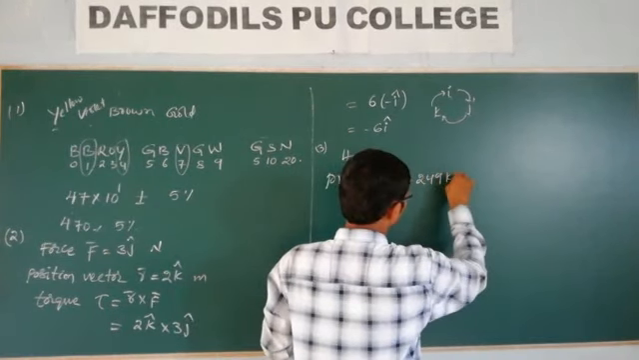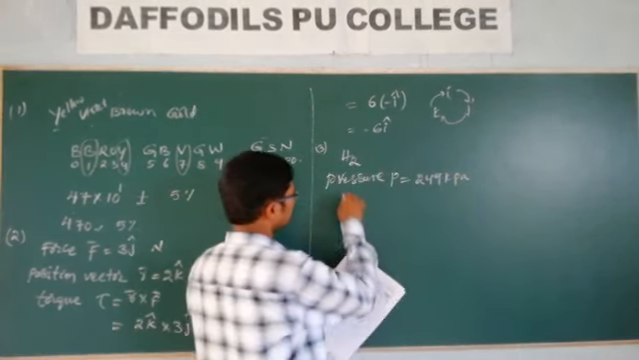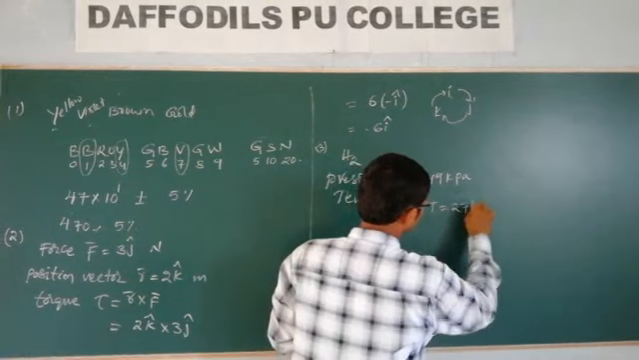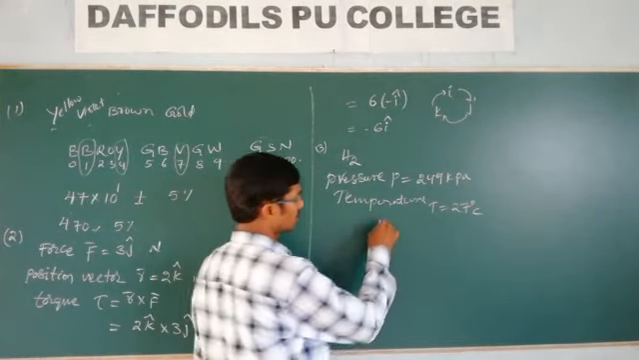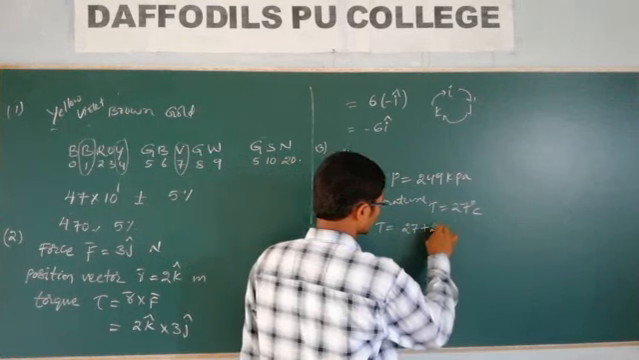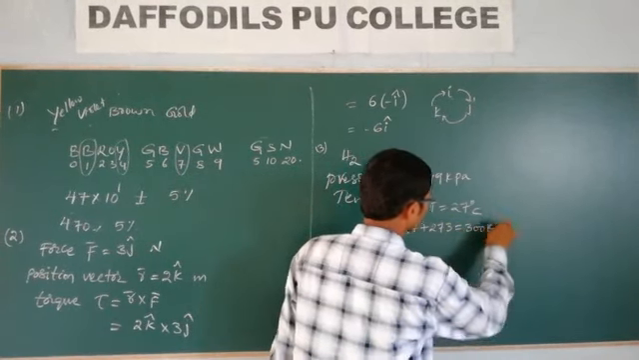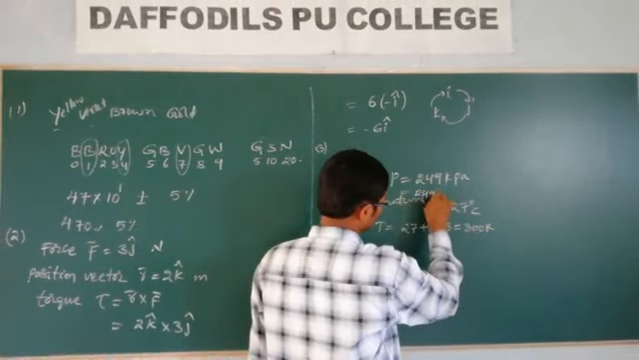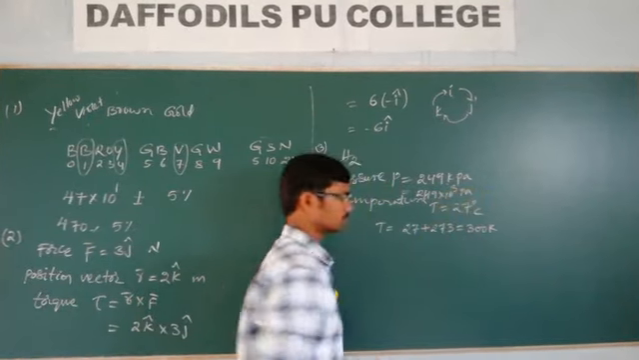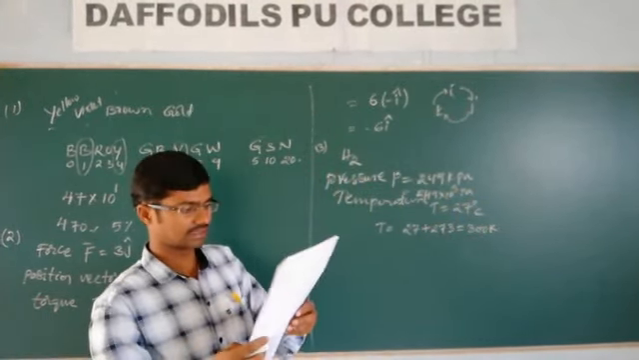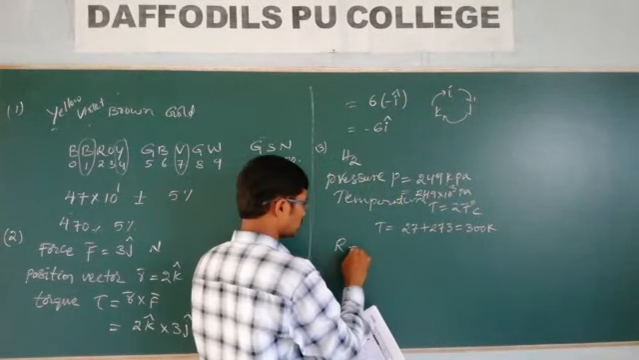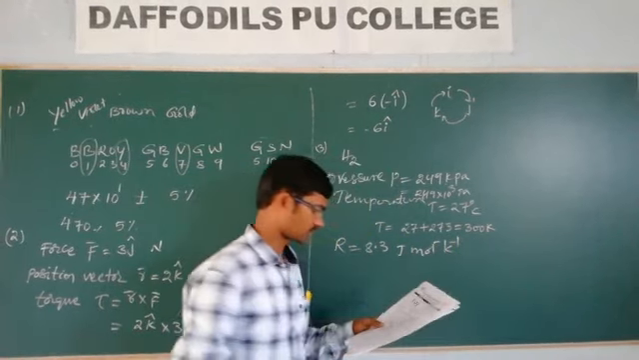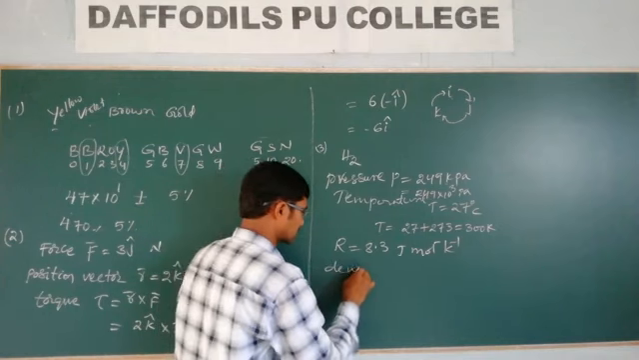Pressure is 249 kilopascal, and temperature is 27 degrees Celsius, but take it in kelvin: 27 plus 273 equals 300 kelvin. Remember, it is kilopascal, so 249 into 10 power 3 pascal. You need to find the density, and the R value given is 8.3 joule per mole per kelvin.